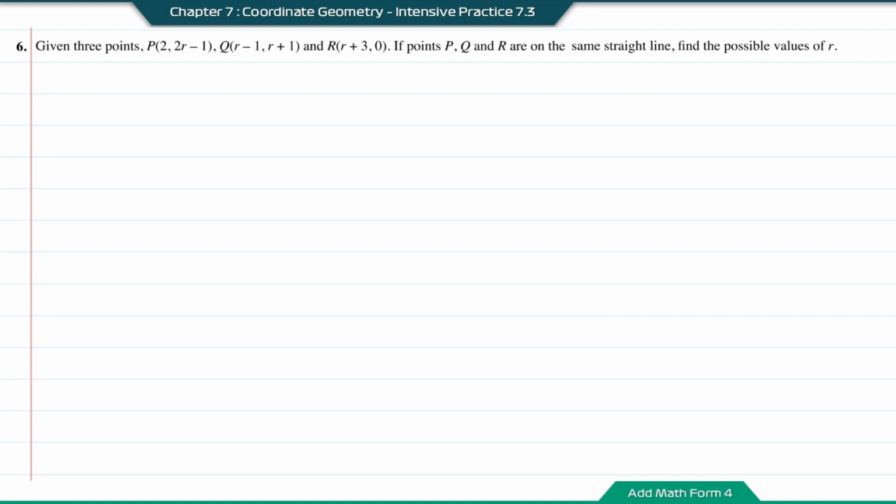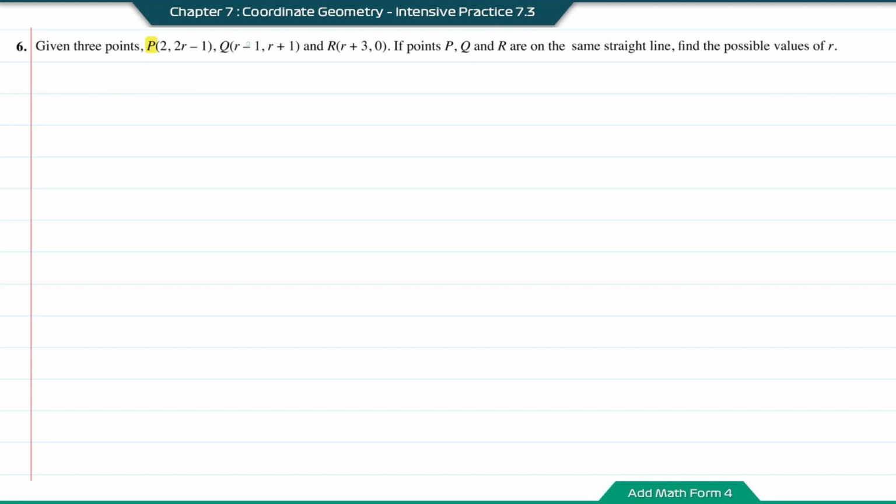Question number 6. Given 3 points P(2, 2r minus 1), Q(r minus 1, r plus 1), and R(r plus 3, 0). If points P, Q, and R are on the same straight line, find the possible value of r. So here you can find the r using the shoelace formula, and the area that you find using the points P, Q, R will equal to 0 because they are on the same straight line. Or you can find the r using the gradient because on the same straight line the gradients are equal. So here I'm going to find the r using the gradient.